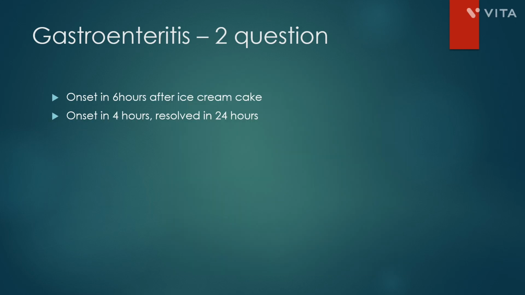And there were 2 questions on gastroenteritis. One was the vomiting, diarrhea within 6 to 8 hours after having some ice cream cake. Another was onset within 4 hours, resolved in 24 hours. So usually with such short incubation period, it is usually Staph aureus. So you have to know the different food infection and the causative organism. If they mention something like fried rice, it's Bacillus cereus. If there is diarrhea and some blood stain, can be Salmonella. So those are the things, but with short incubation period, it's usually Staph aureus.